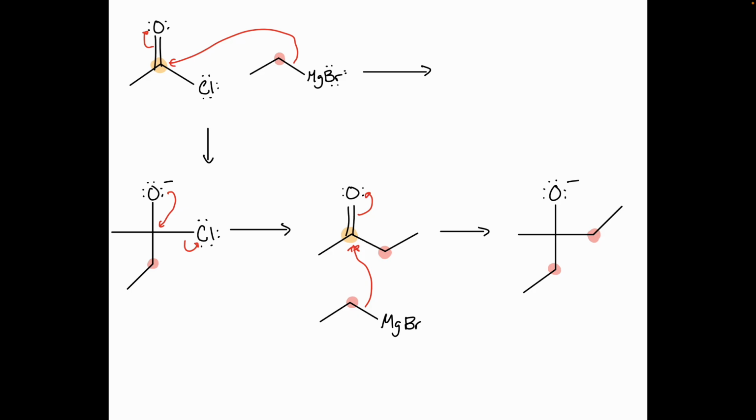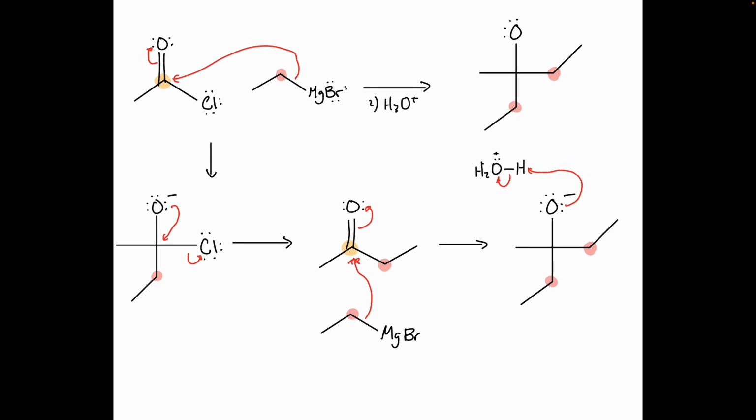Right? And in fact, we're stuck until we do that second step, our acidic workup step, where we add some source of proton in there, right? And that proton will be accepted by that alkoxide. Okay, so again, what we get here is 2 additions of our Grignard, creating an alcohol.